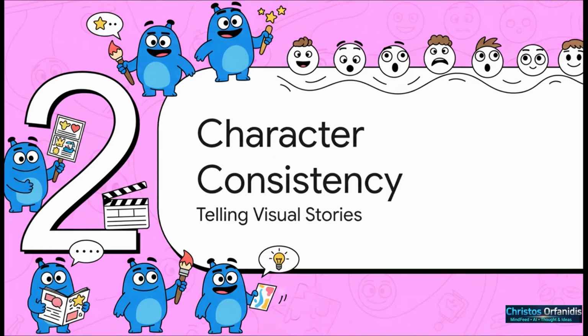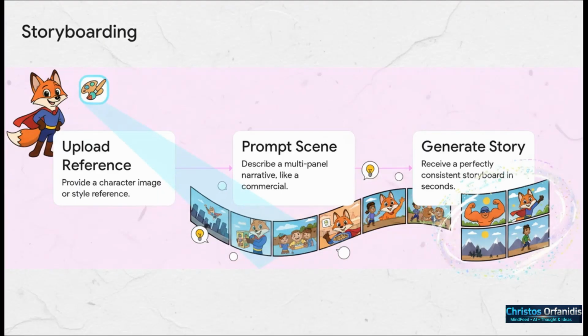Okay, next big hurdle. What's the one thing you absolutely need to tell a visual story? Consistency, right? But trying to keep a character looking the same or keeping a specific art style from one image to the next, it's been pretty much impossible with AI. It's been the bane of every creator's existence. Well, until now.